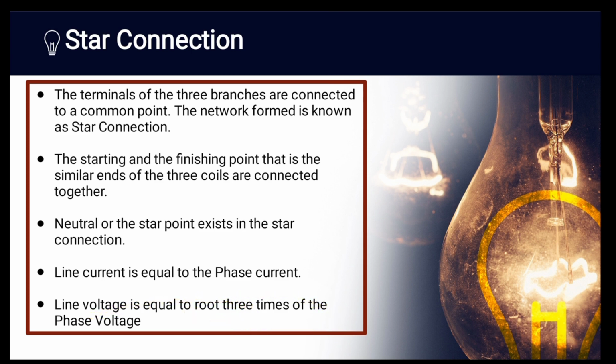Basically, the star connection is nothing but three terminals branched from one node, or a common point, and then it is called a star connection. I will show you a diagram later. For now, remember that a star connection is where the terminals of the three branches are connected to a common point, and the network formed after connecting to the common point is known as a star connection. And these are the points related to the star connection.